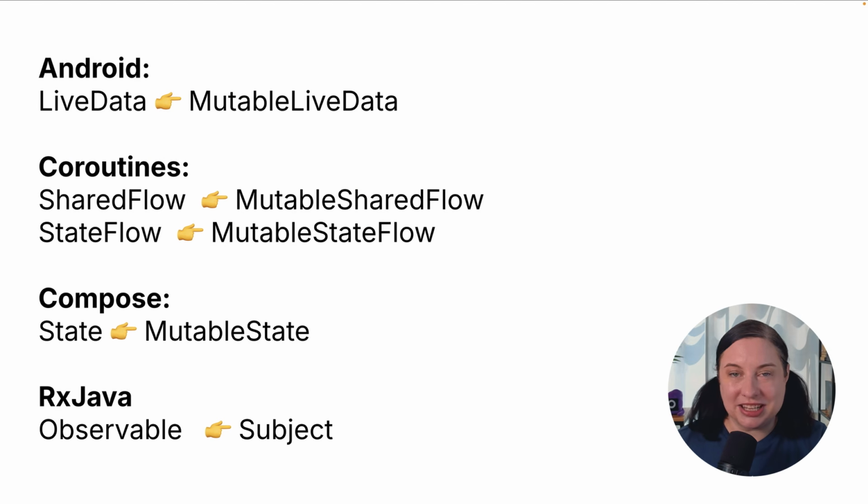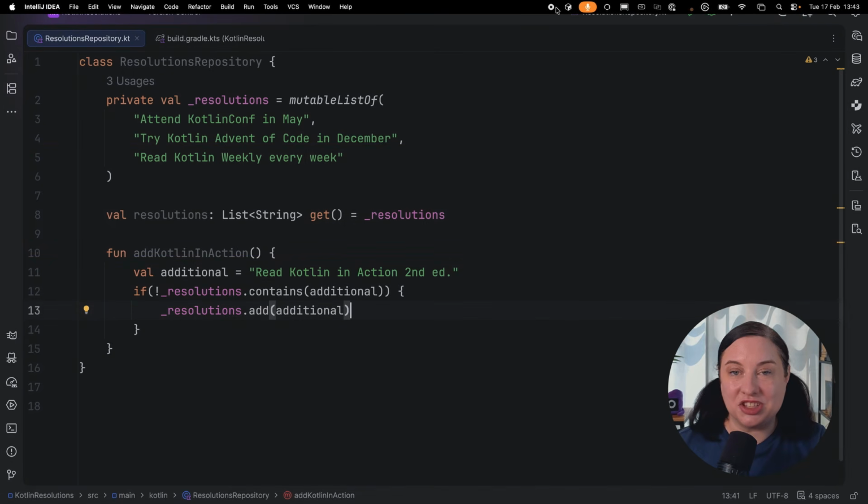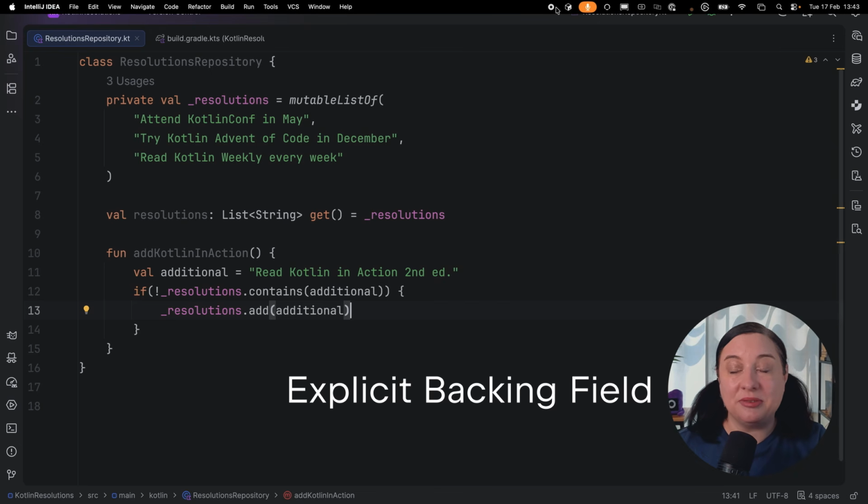If you've been coding in Kotlin for a while, you've probably seen the concept before. I'd like to point out the Flow cases where SharedFlow has MutableSharedFlow and StateFlow has MutableStateFlow as mutable types. But we could make the relationship between the two types for a property more explicit and clear by using the explicit backing field or EBF syntax.